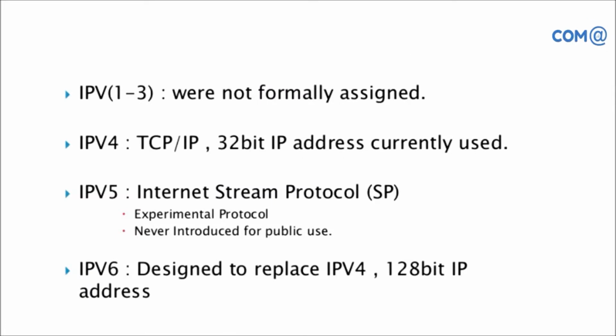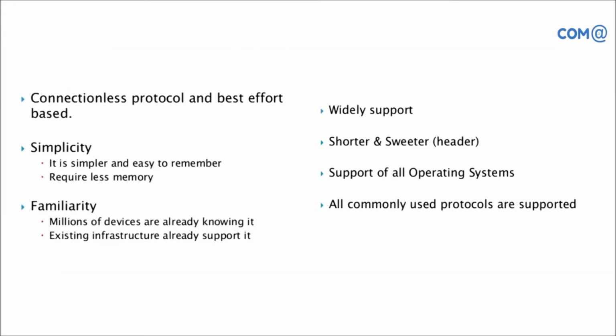IP versions 1, 2 and 3 were not formally assigned. So we directly started using IP version 4 as a 32-bit address, and IP version 5 we didn't utilize; it was used as an experimental one. Then we got IP version 6, which is a 128-bit address, as a replacement for IP version 4, because we are growing in computers, in networks, and in devices. So we have to go for IP version 6.